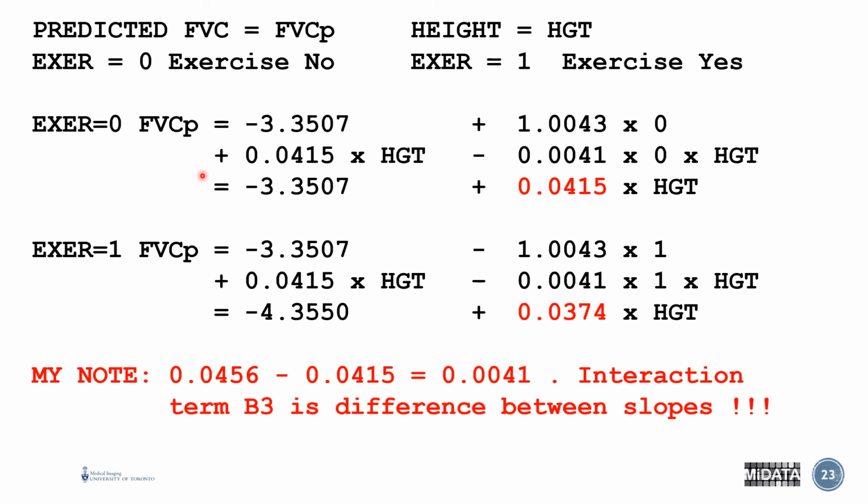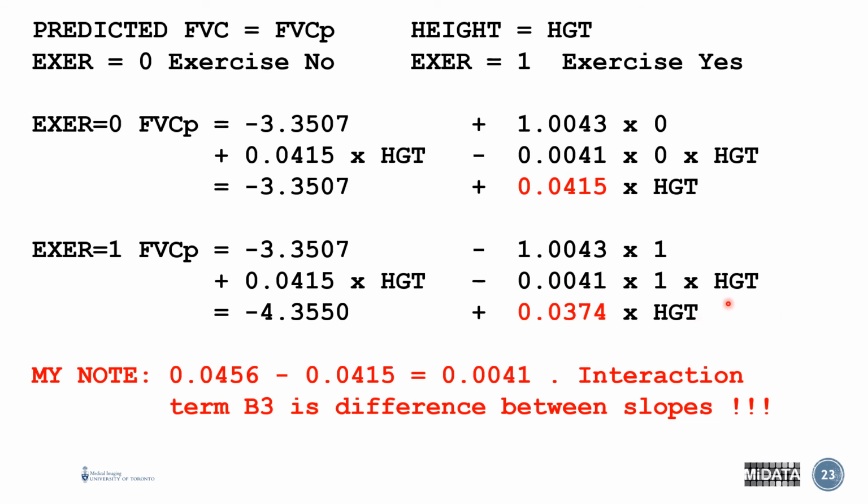You have the line equation for when you're not exercising, and its predicted FVC is minus 3.35 plus 0.04 times height. There's your line that we saw 3 slides ago when we were comparing the two slopes that we got from the separate GLMs for exercise versus no exercise. Now it's a little bit different for when there is exercise, because it's 1, and so these terms don't drop out. They remain, of course, because you're multiplying by 1. And when you simplify, you now get predicted FVC equals negative 4.36, basically, plus 0.04 times height.